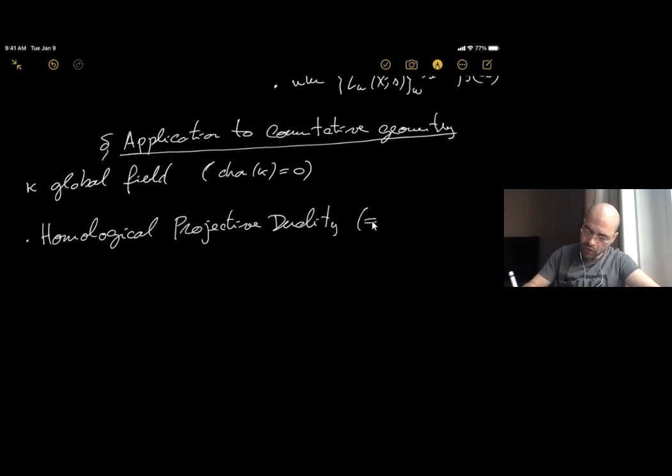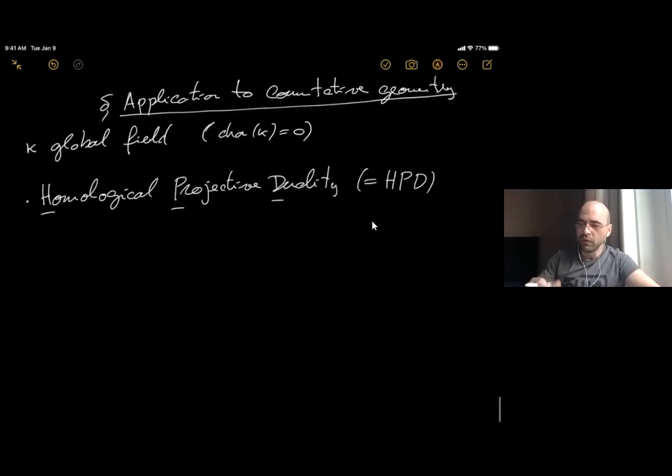So usually written by HPD. So this was a technique developed by Kuznetsov in order to study linear sections of algebraic varieties. The setting is the following. You have an algebraic variety equipped with a map towards a projective space, F.